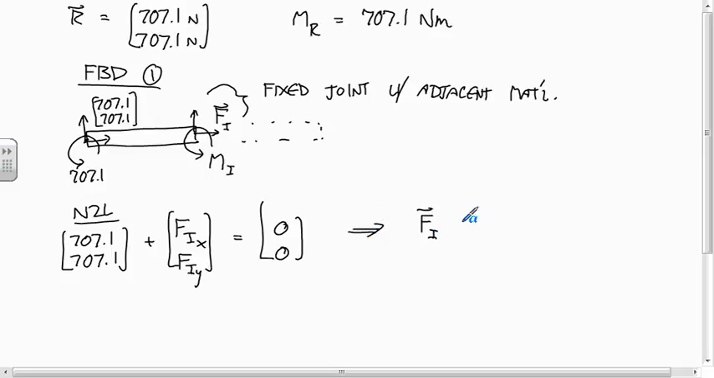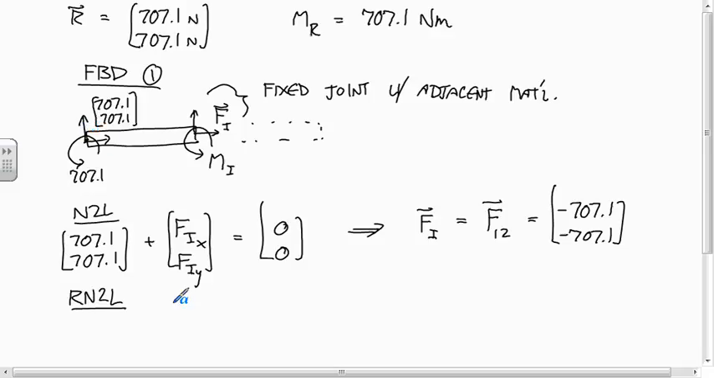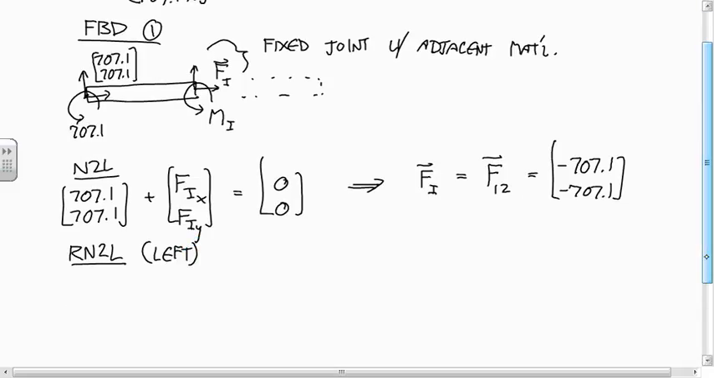So that internal force vector, or another way to think of it is the force on 1 by 2, is equal to negative 707.1, negative 707.1. And the rotational equation, and I'm calculating these moments about the left endpoint. So add up all the moments, those have to be equal to 0. So we have positive 707.1.